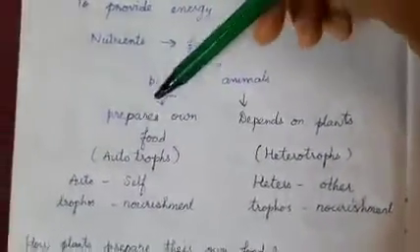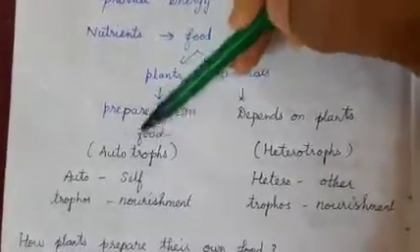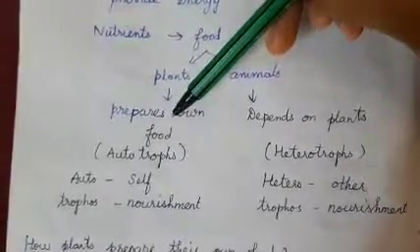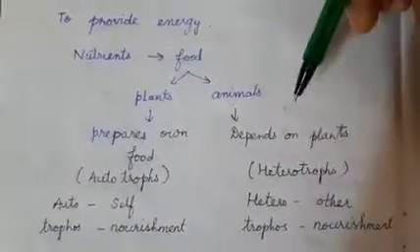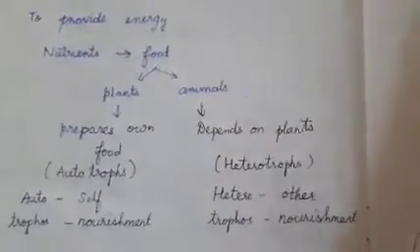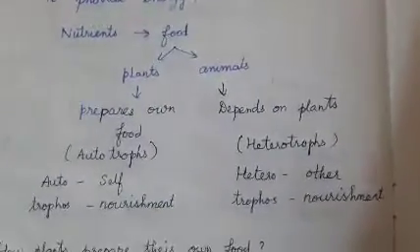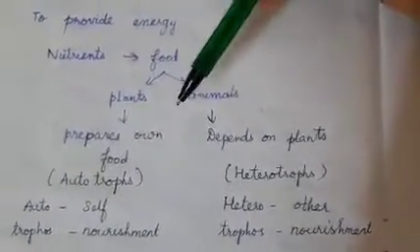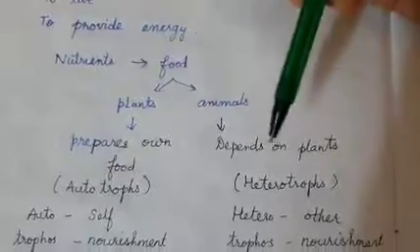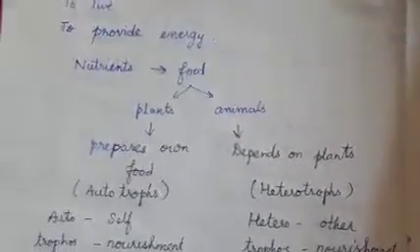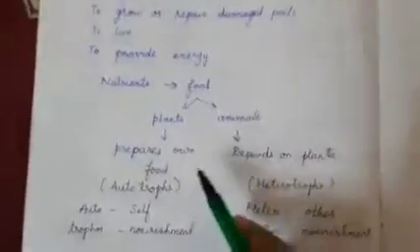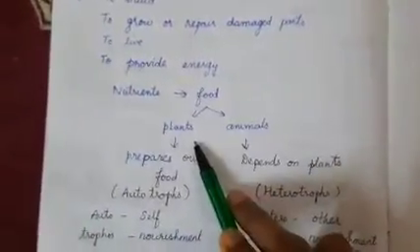Now, the plants always prepare their own food. Do you agree with me? Yes. Whereas animals, do they prepare their own food? No, we are also animals only. We human beings, like animals, don't prepare our food. We depend on plants for our food. We eat vegetables, flowers, fruits, everything is obtained from the plants.